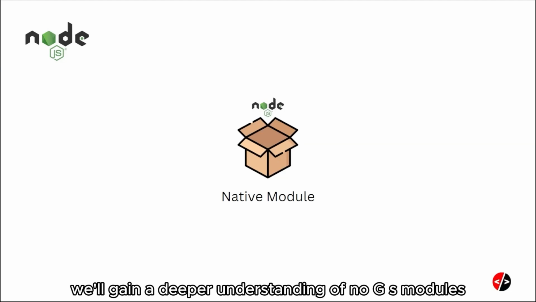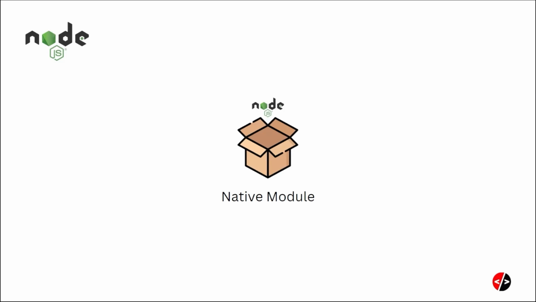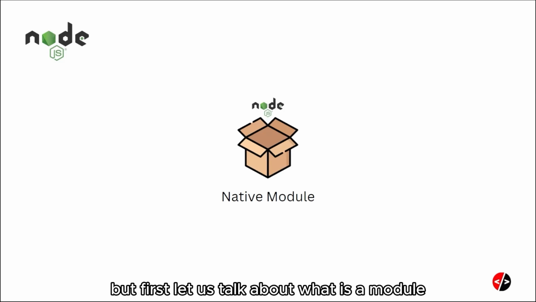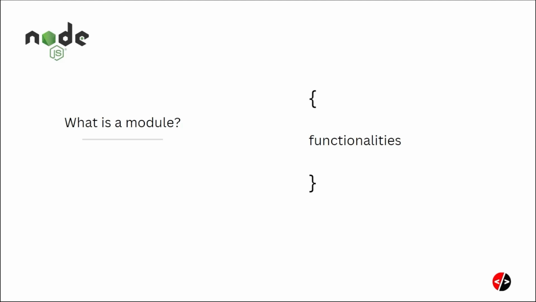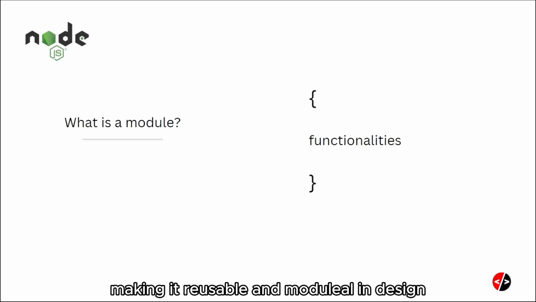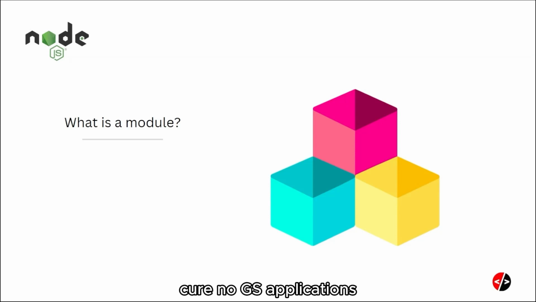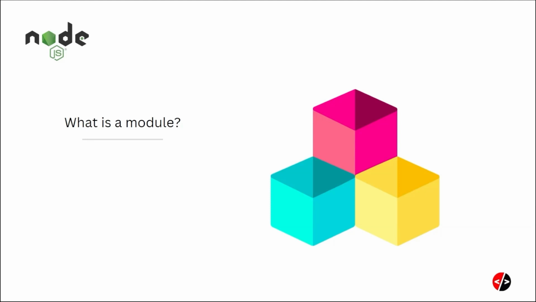In this segment, we'll gain a deeper understanding of Node.js modules and their significance in Node.js development. Specifically, we're going to talk about the native modules. But first, let us talk about what a module is. A module is a self-contained piece of code that encapsulates functionalities and data, making it reusable and modular in design. Modules serve as building blocks that help organize and structure your Node.js applications, promoting better code maintainability and reusability.